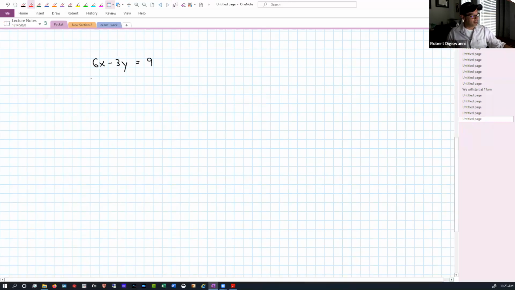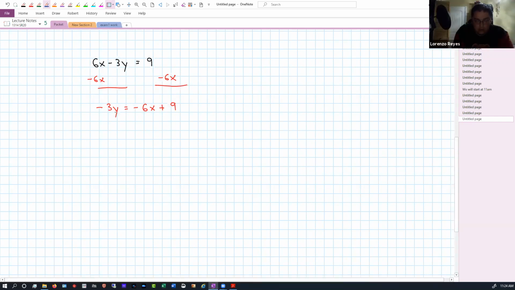So I will subtract 6x on both sides. When I do that, I'm still going to have -3y, and I'm going to have -6x plus 9. Now it's plus 9 because that was a positive 9 on the right-hand side. What would my next step be? Isolate the y. So do what? Divide by -3. So everything gets divided by -3.